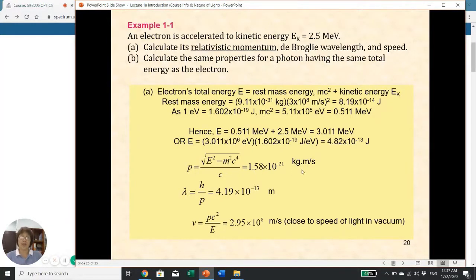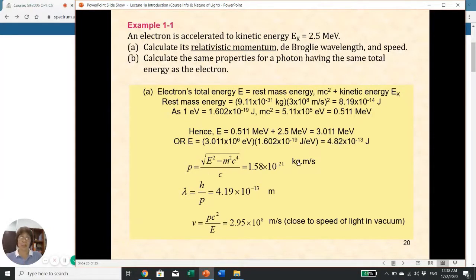So you find that for an electron that's traveling close to the speed of light, then the momentum... here the common thing between the two of them is that they both have the same energy. In terms of the electron, it has a kinetic energy of 2.5 mega electron volt. For the photon, it would have the same total energy, which is also 2.5 mega electron volt. So how would their values of the momentum, their wavelength, and speed be?